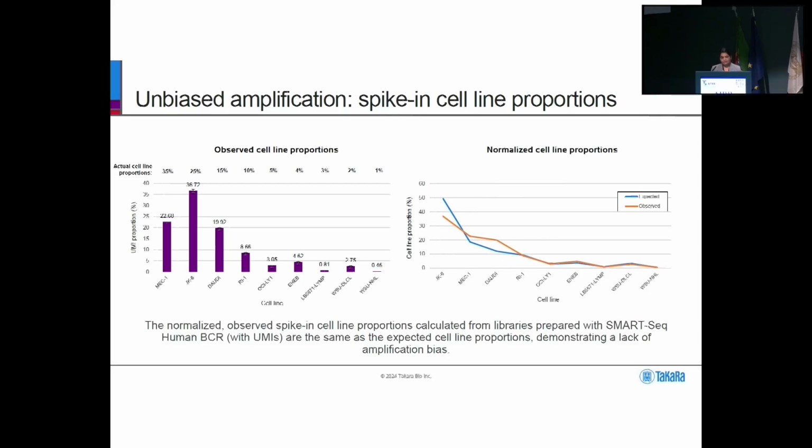If we normalize the ddPCR expression data with the proportion of cell lines spiked in, we see that the proportion of observed cell lines is comparable to the expected cell lines. That means there is no bias introduced by the assay, by the PCR primers, or by the sequencing, which can affect the proportion of the cell lines as observed in the NGS assay.